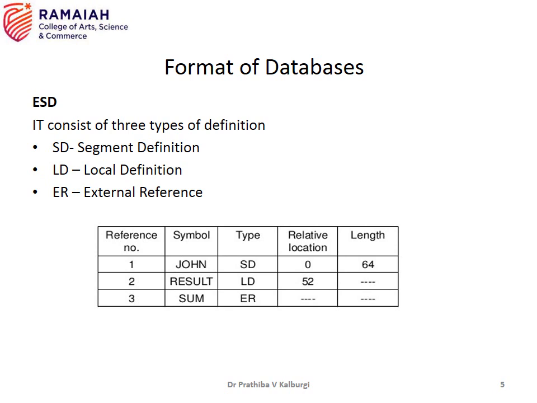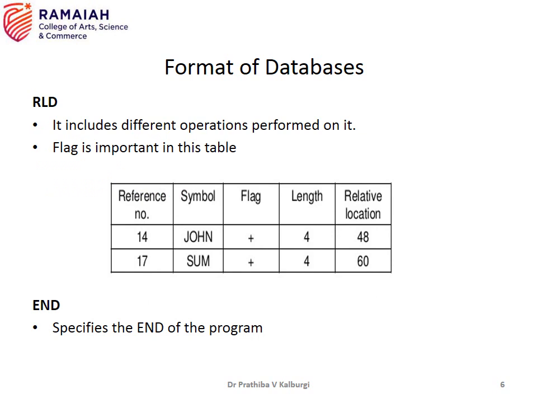Now coming to reference number 2, the symbol is identified as result and the type is the local definition, which contains the relative address 52. Similarly, with reference number 3, we have the symbol called sum, and its type is external reference, which is used externally and does not have any relative location as well.